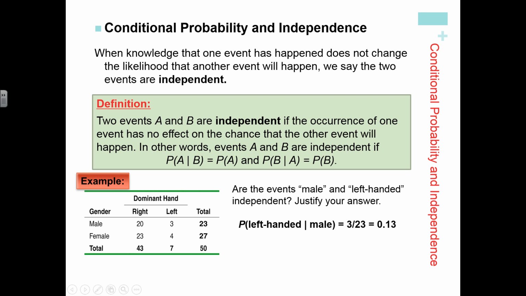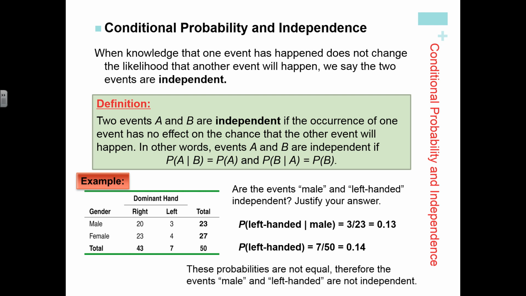Now, to check to see if it's independent, I have to make sure that actually equals the probability of left-handed. Well, if I look at the probability of left-handed, there's a total of 7 out of your 50, and I get 0.14. In other words, these two things don't equal. What that's telling me is that the probability of left-handed given male is different than the probability of left-handed, meaning that male has some effect on whether or not you're going to be left-handed or not.